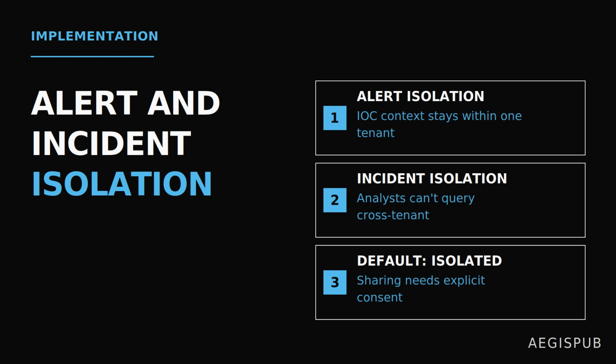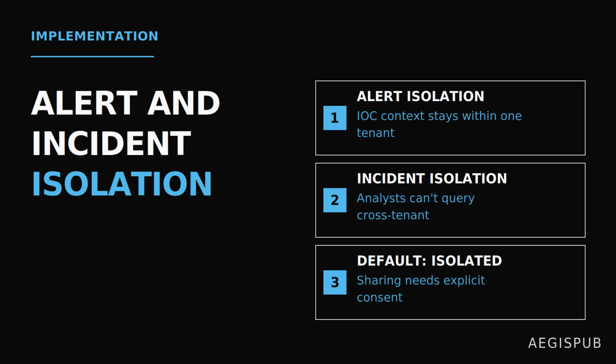The common mechanism here is the threat intelligence pipeline. If a single pipeline enriches all tenants' alerts without tenant-level filtering, a detail about one customer's environment may propagate into another customer's alert context. The third concern is incident isolation.